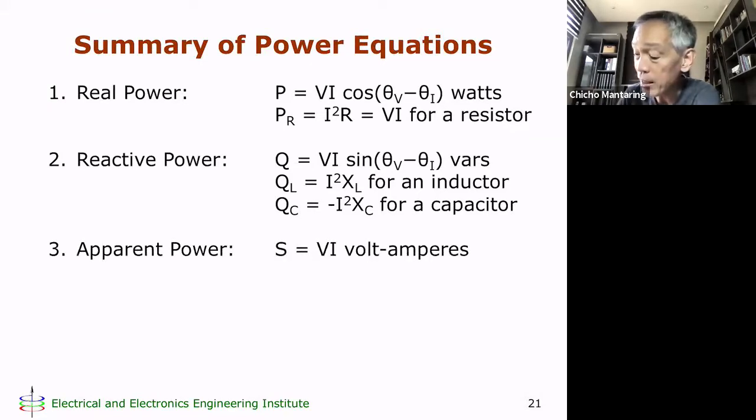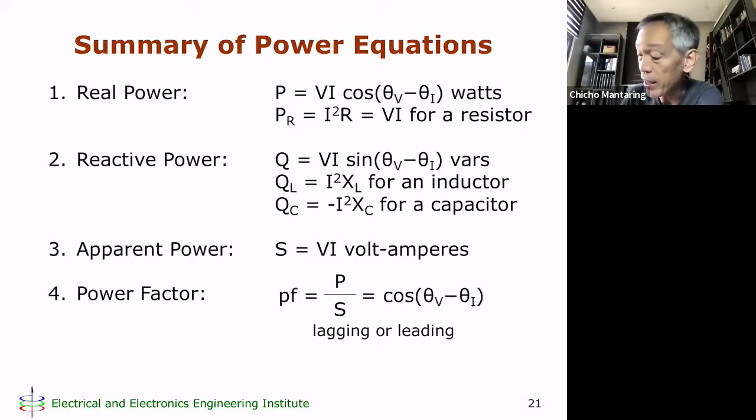Apparent power is just the product of the RMS value of voltage times the RMS value of current. That is your apparent power. And the power factor is P divided by S, and that will be the cosine of theta V minus theta I. When you specify a power factor, if you are asked what the power factor of this circuit is, after giving the answer, you have to specify whether it is lagging or leading.